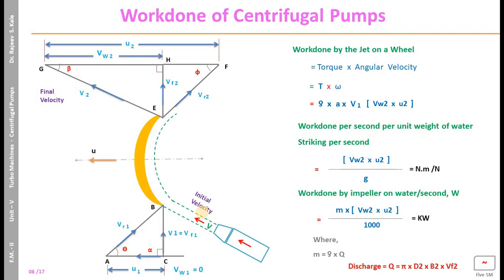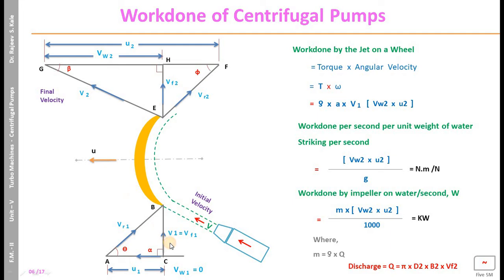Now, work done of centrifugal pump. We already studied the impact of jet on curved vane, when vanes are attached to a series of, or you can say the case of a series of blades. Now this is the case of a series of blades, jet acting tangentially at one end. Now here water enters radially, so alpha is 90 degrees.